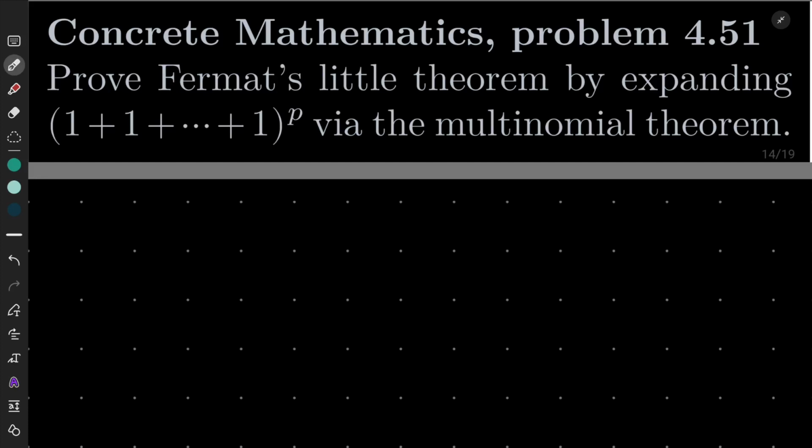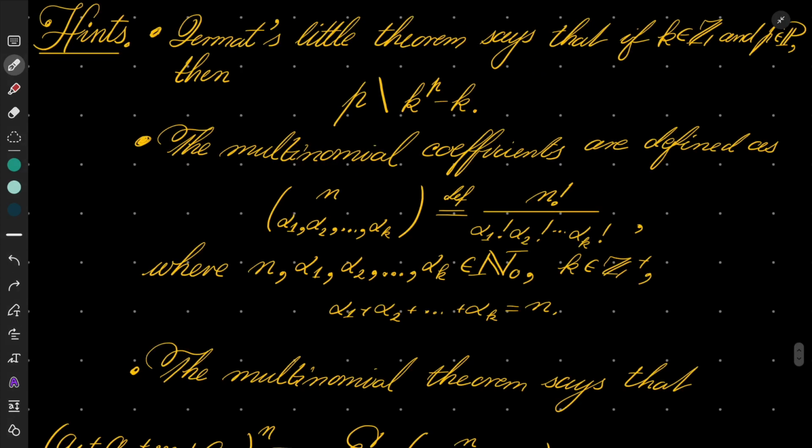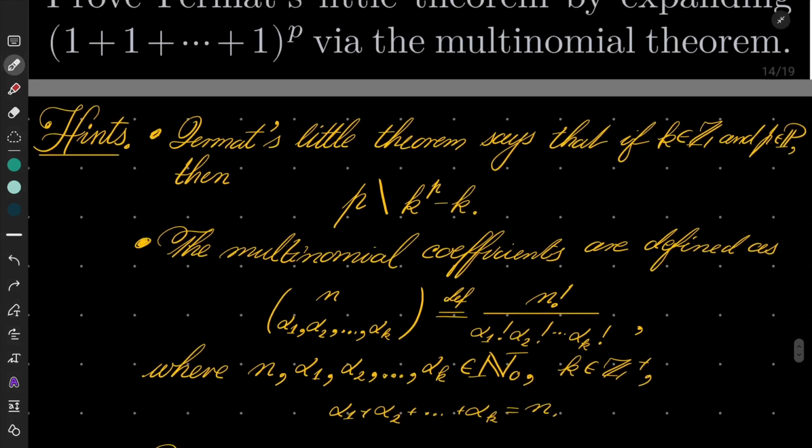Hello friends, in this video I'd like to solve the following problem from the Concrete Mathematics textbook, problem 51 from the 4th chapter. We wish to prove Fermat's little theorem by expanding 1 plus 1 plus 1 and so on plus 1 to the power of p via the multinomial theorem. So, to make sure that we are on the same page, let's recall a few things.